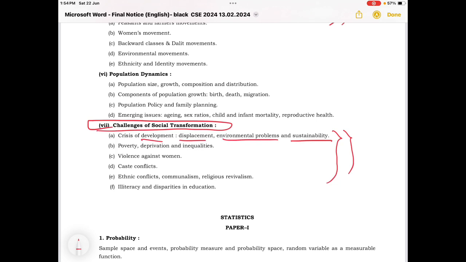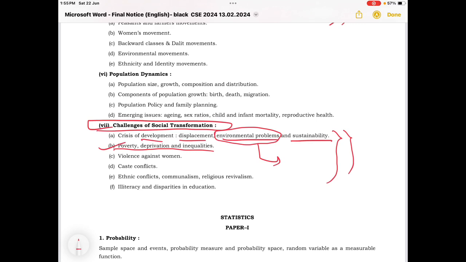Similarly, in the agriculture sector, when machines came and commercialization of agriculture happened, labor was replaced by machines. Environmental problems will also happen, because when we commercialize agriculture, we produce on a very large scale. So here we will see poverty, deprivation, and inequality, which we have read earlier also.